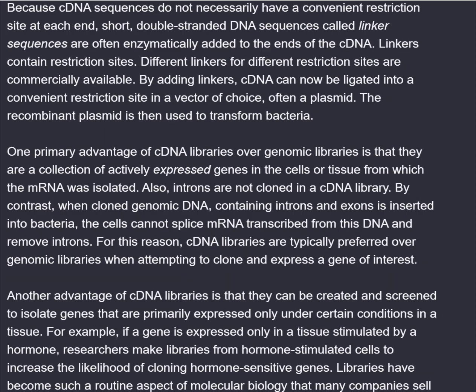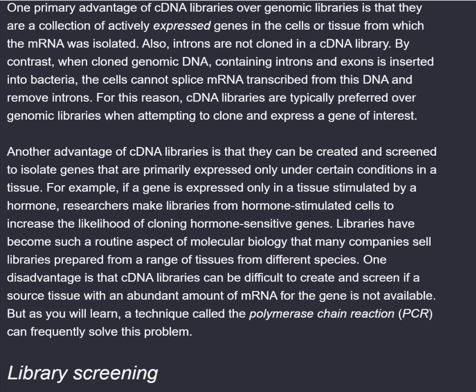Because cDNA sequences do not necessarily have a convenient restriction site at each end, short, double-stranded DNA sequences called linker sequences are often enzymatically added to the ends of the cDNA. Linkers contain restriction sites. Different linkers for different restriction sites are commercially available. By adding linkers, cDNA can now be ligated into a convenient restriction site in a vector of choice, often a plasmid. The recombinant plasmid is then used to transform bacteria.